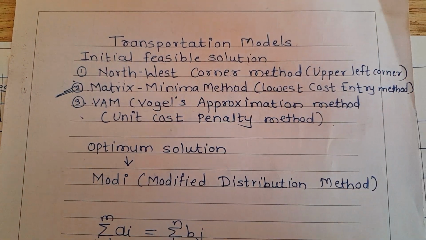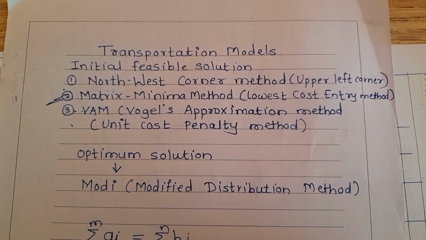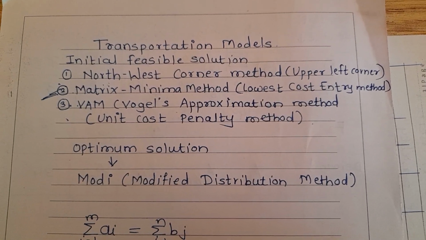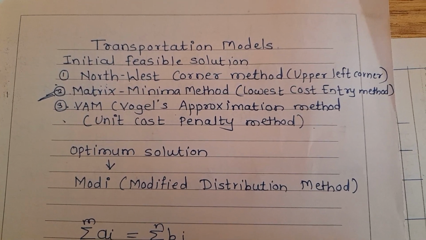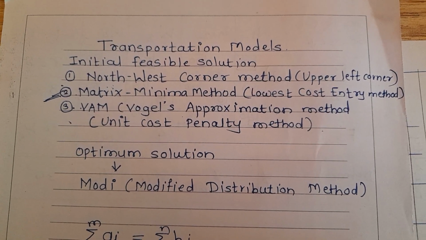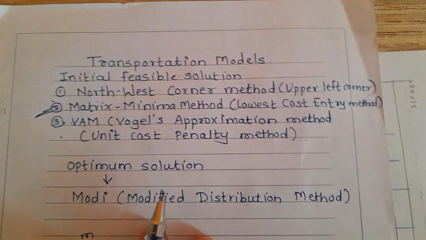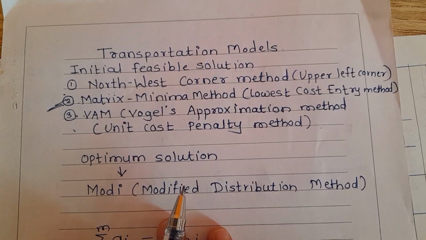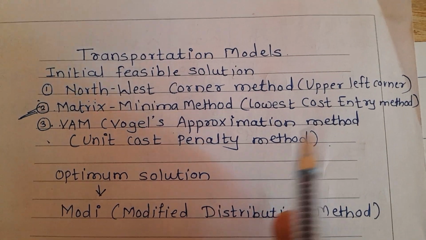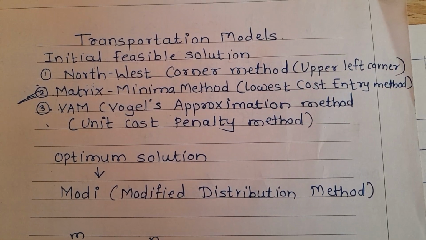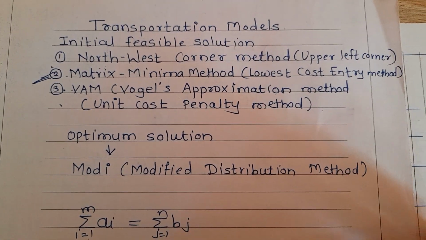Hello students, today we learn the third method of finding initial feasible solution, and it is the most important method for solving the transportation model because it gives the minimum cost. The third method is the VAM method, that is Vogel's approximation method, and it is also called the unit cost penalty method. Today we solve Vogel's approximation method in a very simple manner.